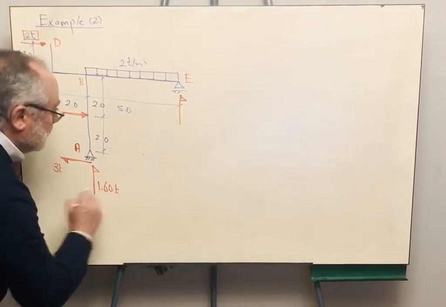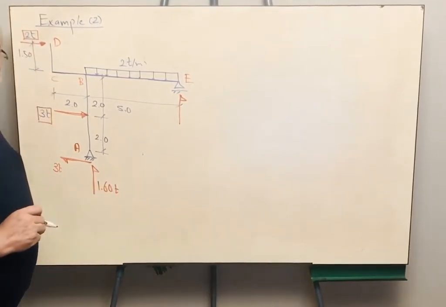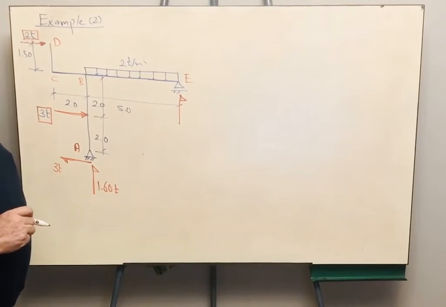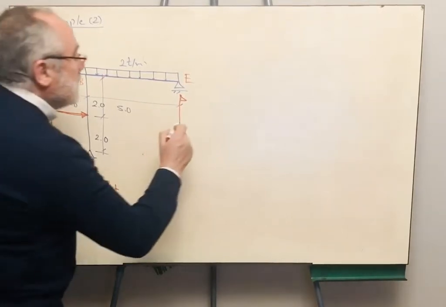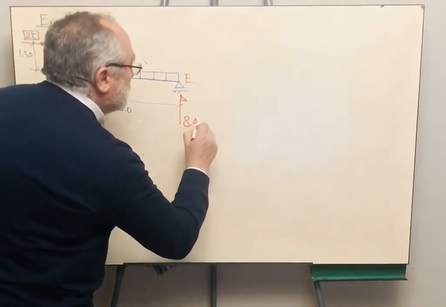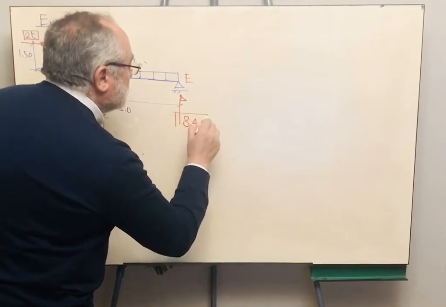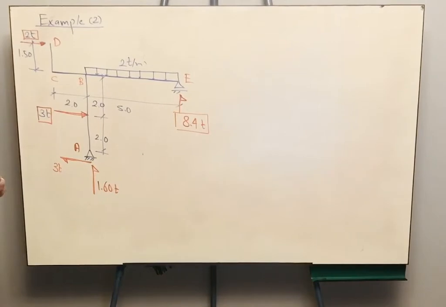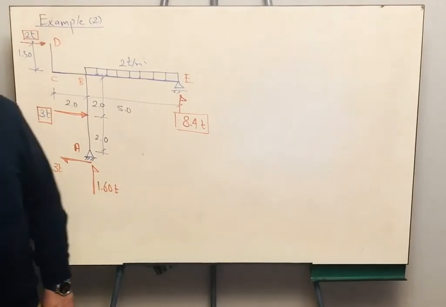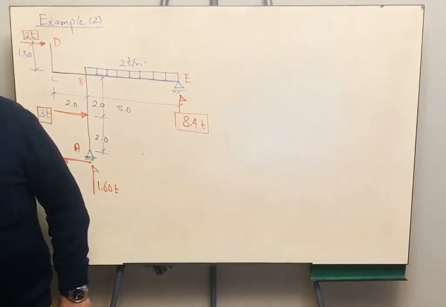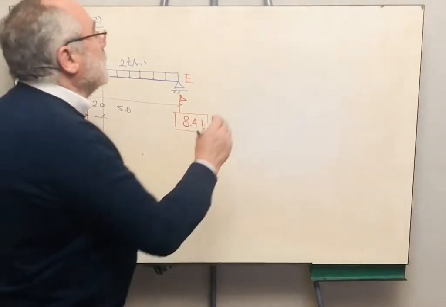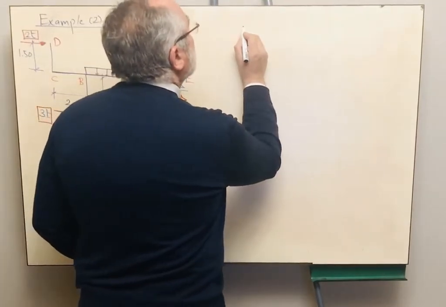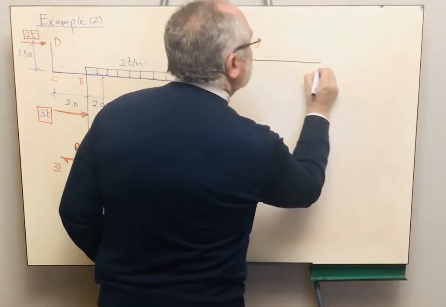Sigma Fy is equal to 0. I'm going to get the value of EY, and it will be 8.4 tons. Okay? Now, after getting the reactions, we will start drawing the normal force, the shear force, and the bending moment as usual. Let me start first with the normal force diagram.